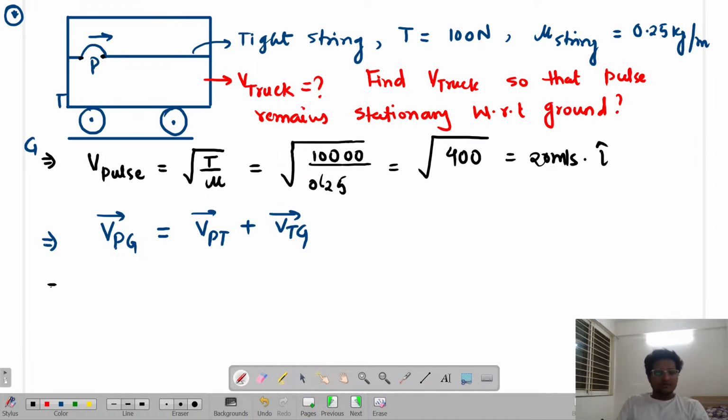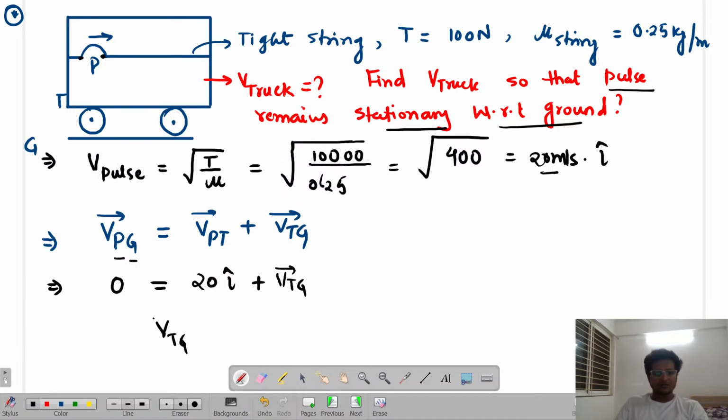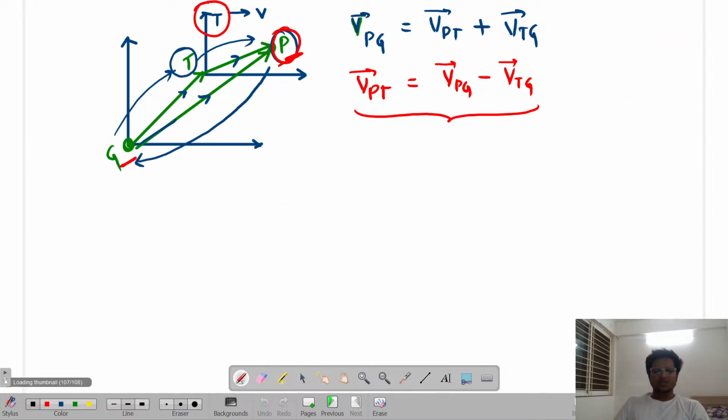Now, the velocity of pulse with respect to ground, I have to find it as 0, because that is what the question is asking. Find the velocity of pulse. Yes, no? What is the question? It's saying the pulse should remain stationary with respect to ground. So velocity of pulse with respect to ground should be 0. Velocity of pulse with respect to truck, we calculated it. It's 20 i cap, and that should be velocity of truck with respect to ground. You calculated it. Velocity of truck with respect to ground should be how much? Minus 20 meter per second. Understood it? Chandra, did you get the idea or not?